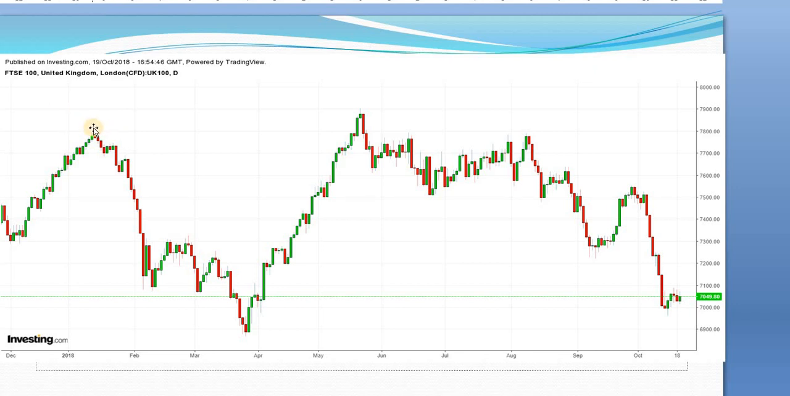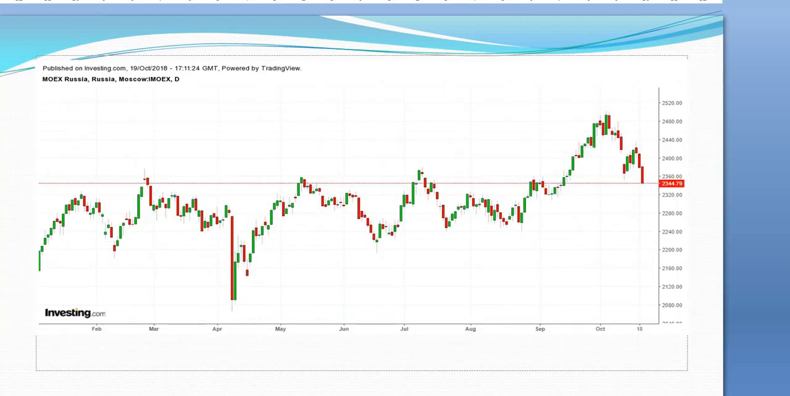Here we can see that from the level of 7,800 we have seen downward moves up to the level of 6,900. No doubt the FTSE 100 tried to move upward, but on every upward move a lot of selling pressure was there, and finally the FTSE 100 has come down. Now let me show you the Russian index in a daily chart, which also indicates the quantum of selling pressure is growing day by day. Here you can see that currently after touching the level of 2480 they have come down up to 2344.